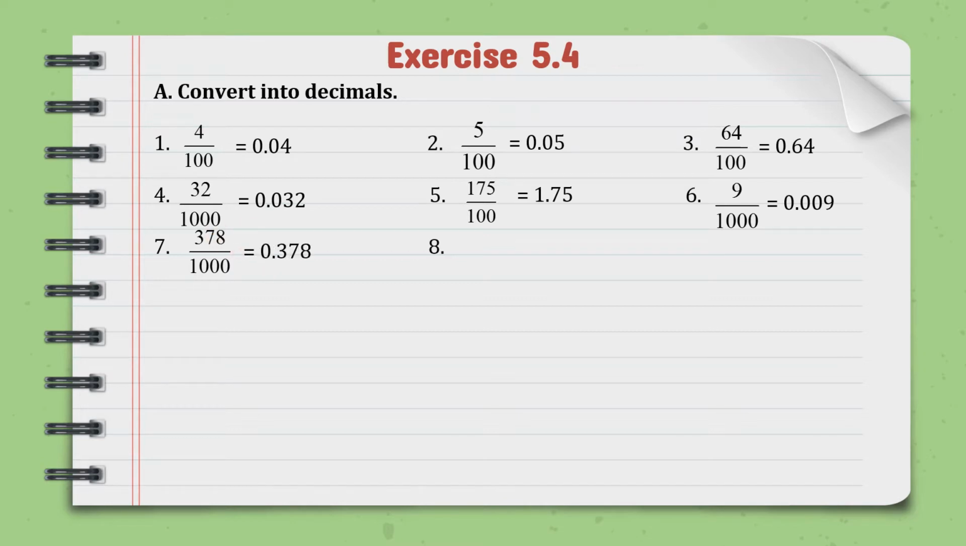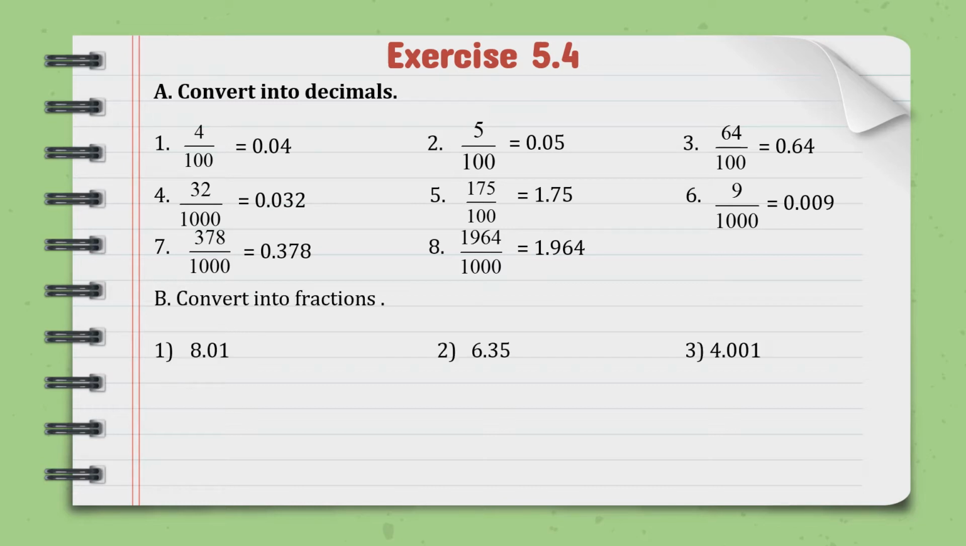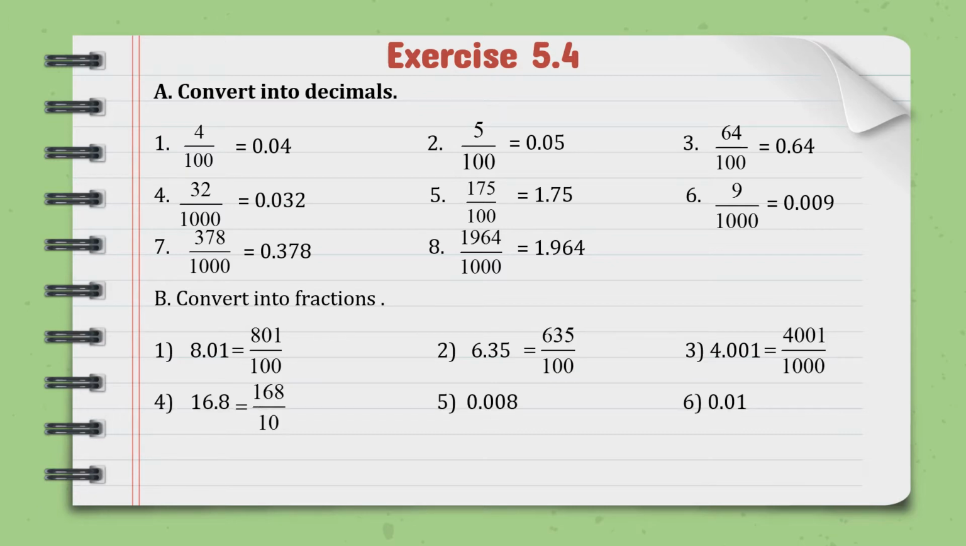7378 upon 1000 can be 7.378. 1964 can be written as 1.964. And then, after converting into decimals, we have seen these examples of converting into fractions.